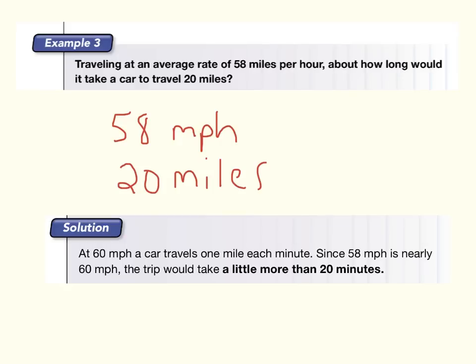Okay, so the solution, the way they do this in the book, is here. At 60 miles an hour, that means you're going 1 mile for every minute. 60 miles per hour means 60 miles for 60 minutes, so that's 1 mile for each minute. And since 58 is almost 60, the trip would take about 20 minutes, because 20 miles is equal to 1/3 of 60. Okay, let's go on to the next problem.